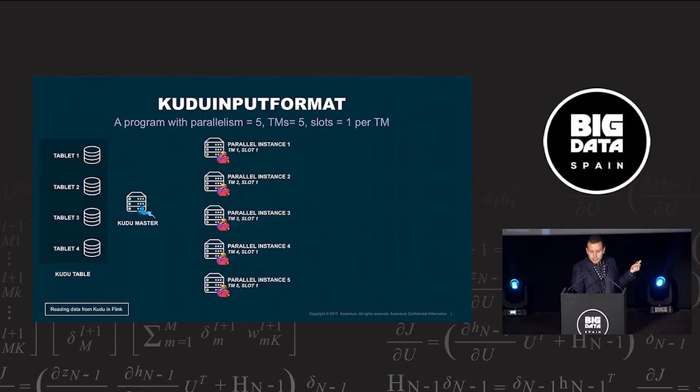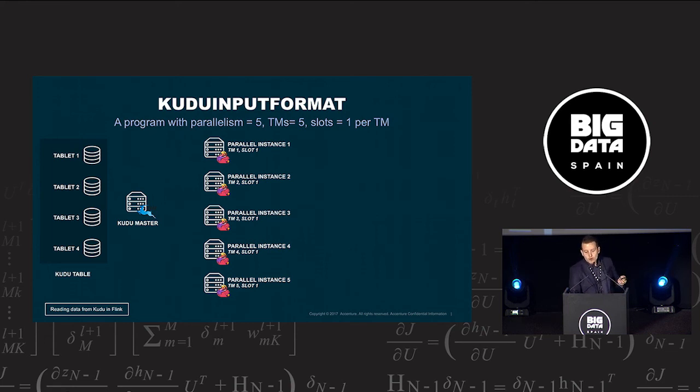So the previous slide showed how the API looks, but this slide shows how it works at a lower level. Okay, so here we have a Kudu table with 4 partitions, 4 tablets, and we have also a master node, a Kudu master node. And on the other side of the screen, we have a Flink program with a parallelism level equal to 5. We also have 5 task managers, and we have 1 slot per manager. So in the end, we will have 5 parallel instances.